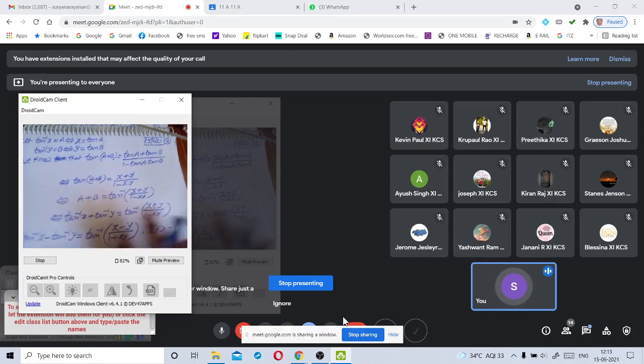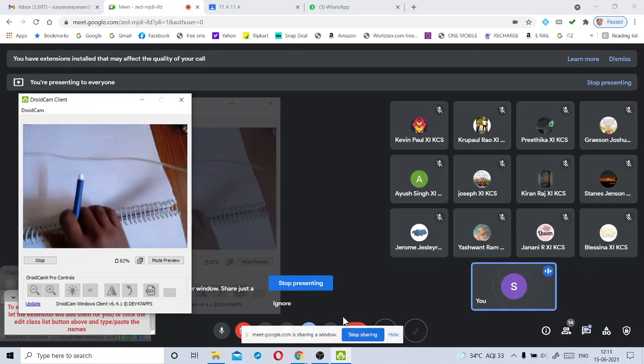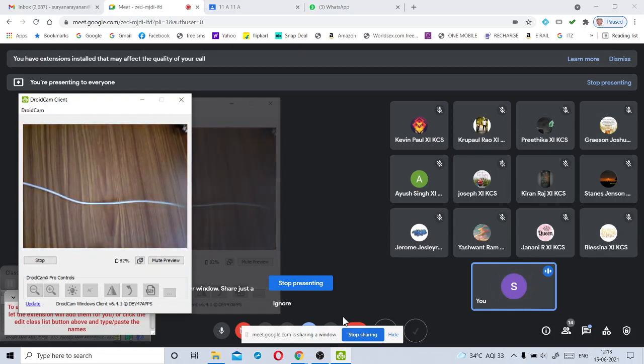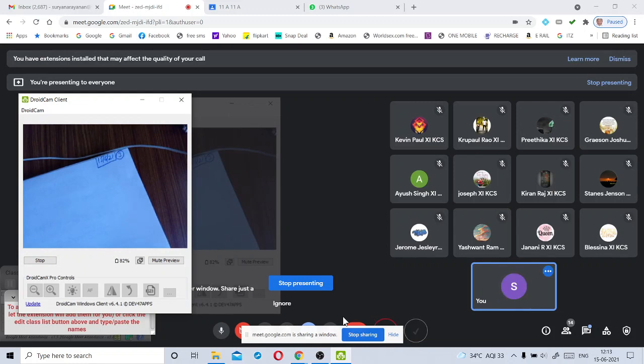Okay, my children. Will you memorize? Yes, sir. Please memorize these two formulae well. Now come to the next property. Last property.